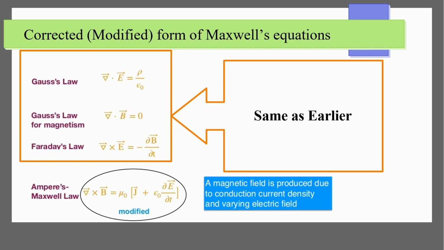So now, why was this modification important? It was important because it completed the symmetry between electric and magnetic fields, just as magnetic fields induce electric fields, as we've seen from Faraday's law over here. And now we can also say that changing electric fields can produce magnetic fields.